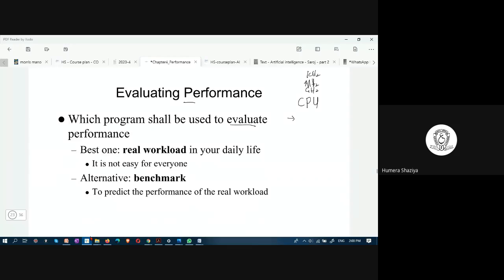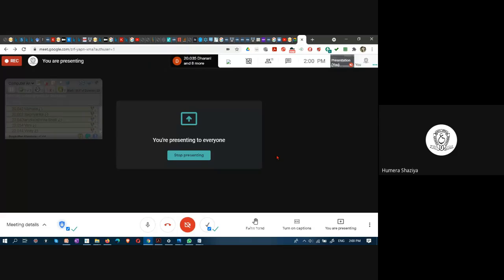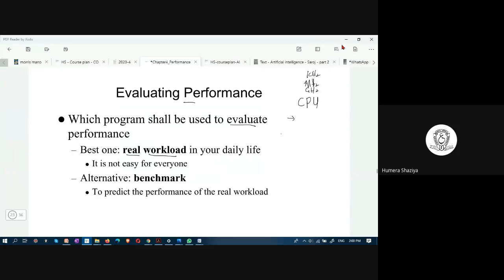The best way to evaluate the performance is to go for a real workload. In daily life, it is like your projects. When you do real world projects, you actually go to a company and address their problem, and then try to find the solution. That is a real time project. And there are dummy projects, where you go to an institute, everything is already done, and you just take it like that.